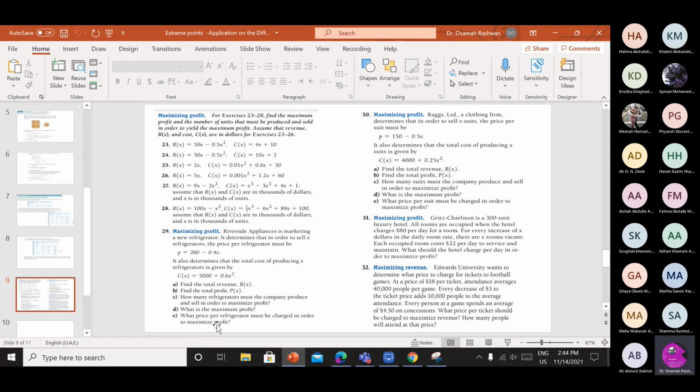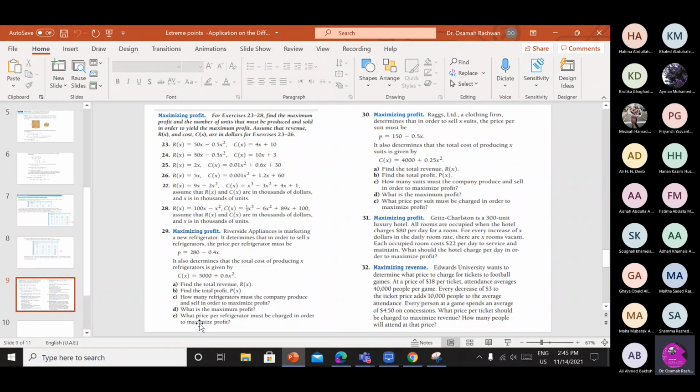E, what price per refrigerator must be charged in order to maximize the profit? The price per refrigerator must be charged in order to maximize the profit. Do you understand what is the question here? He's looking for P of X at X equal to 140. So section E, he's looking for the price.